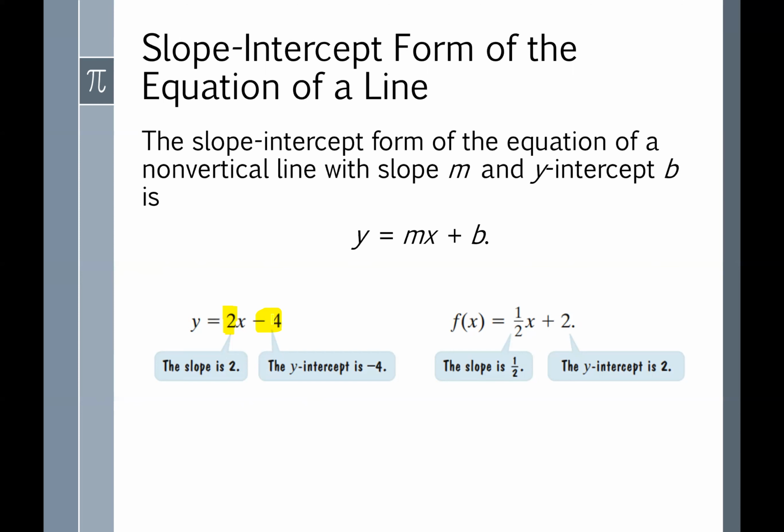In this particular equation, we do have it written in function notation. That's fine because f of x and y are exactly the same thing. So again, the slope for this particular equation is 1/2. It's what you're multiplying times x. And the y-intercept is 2. It's the constant on the right-hand side of the equation.